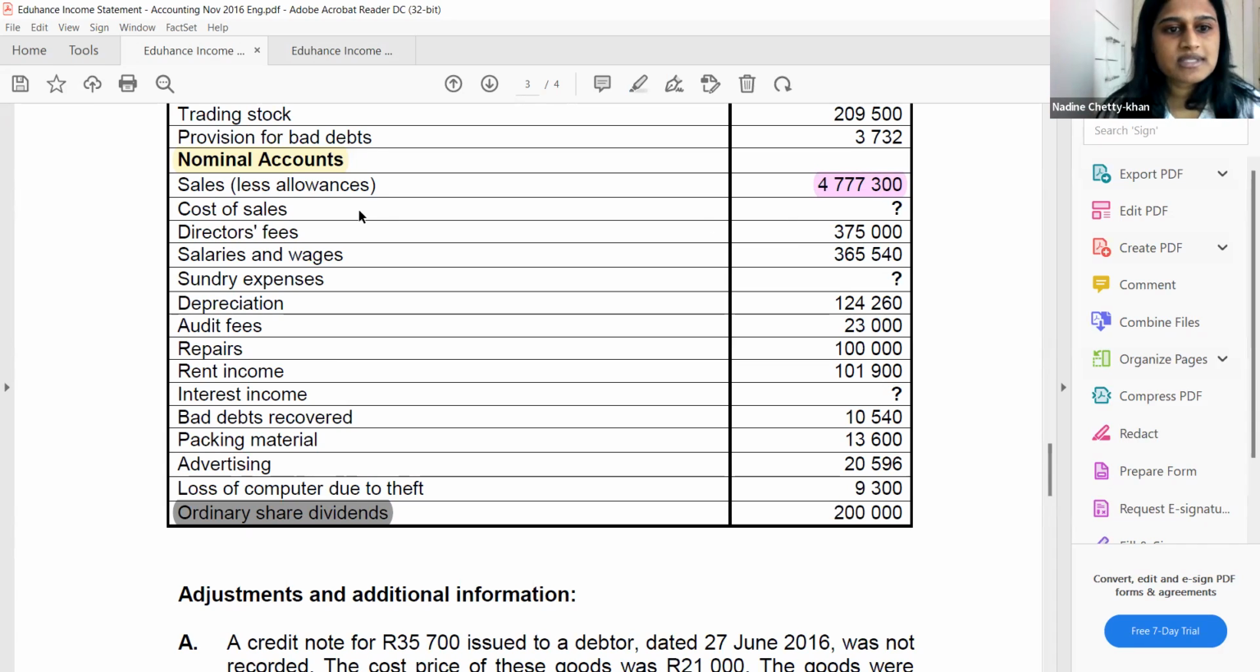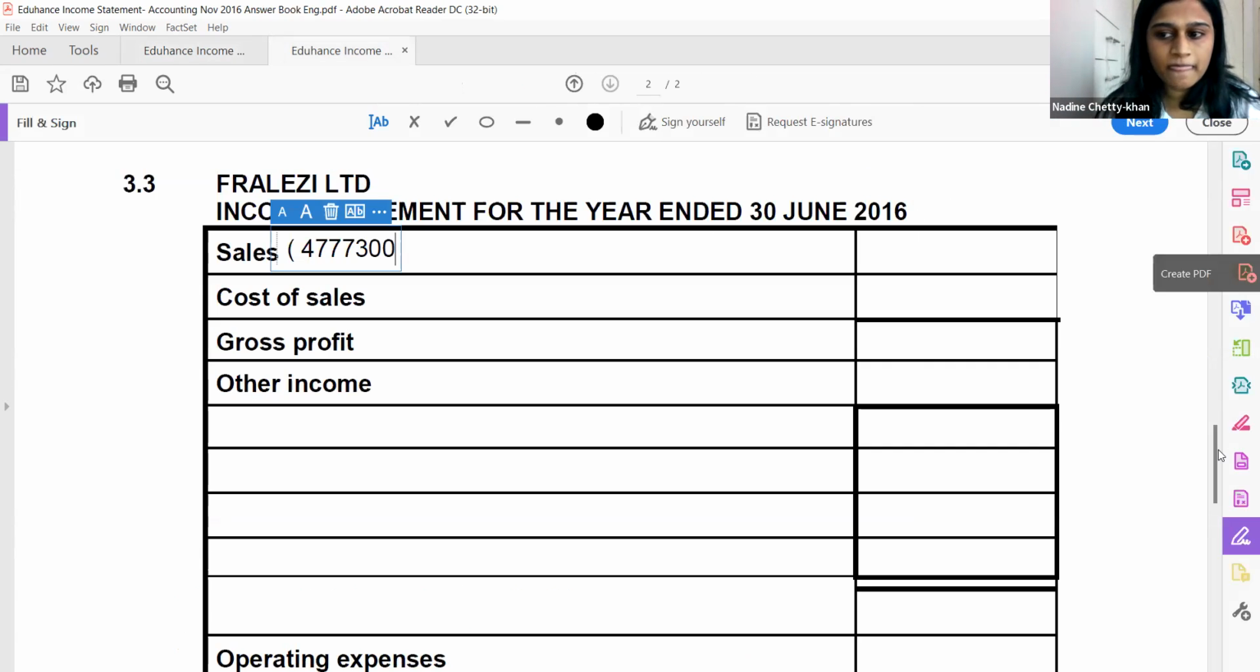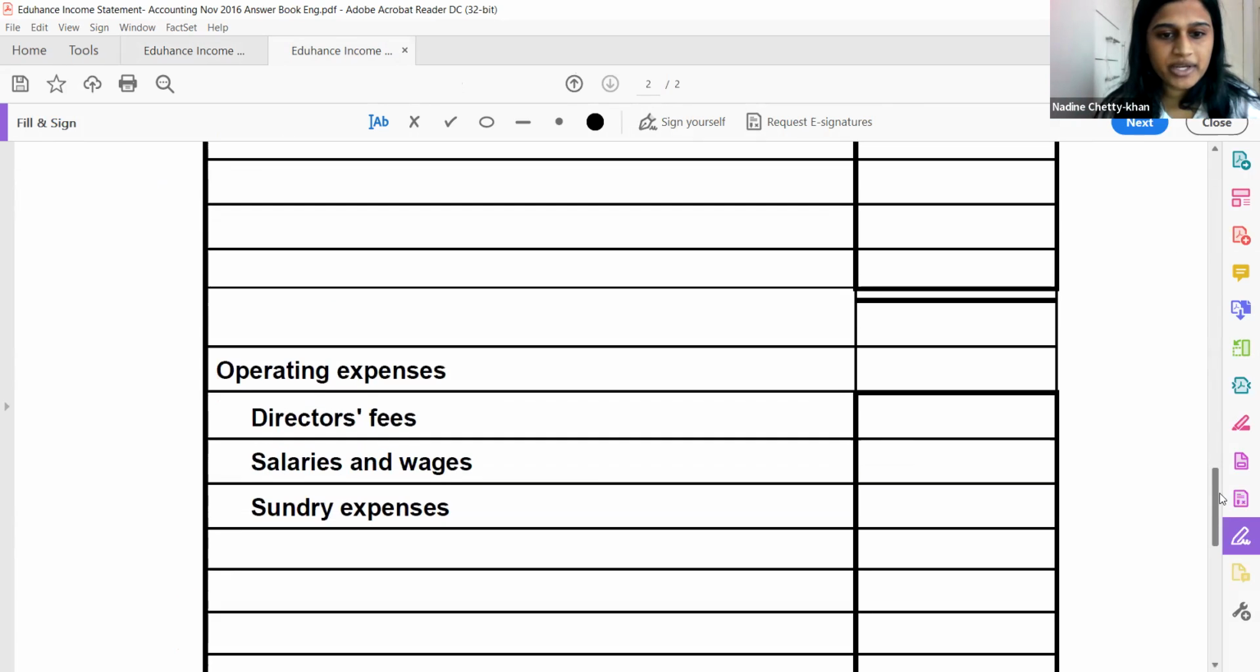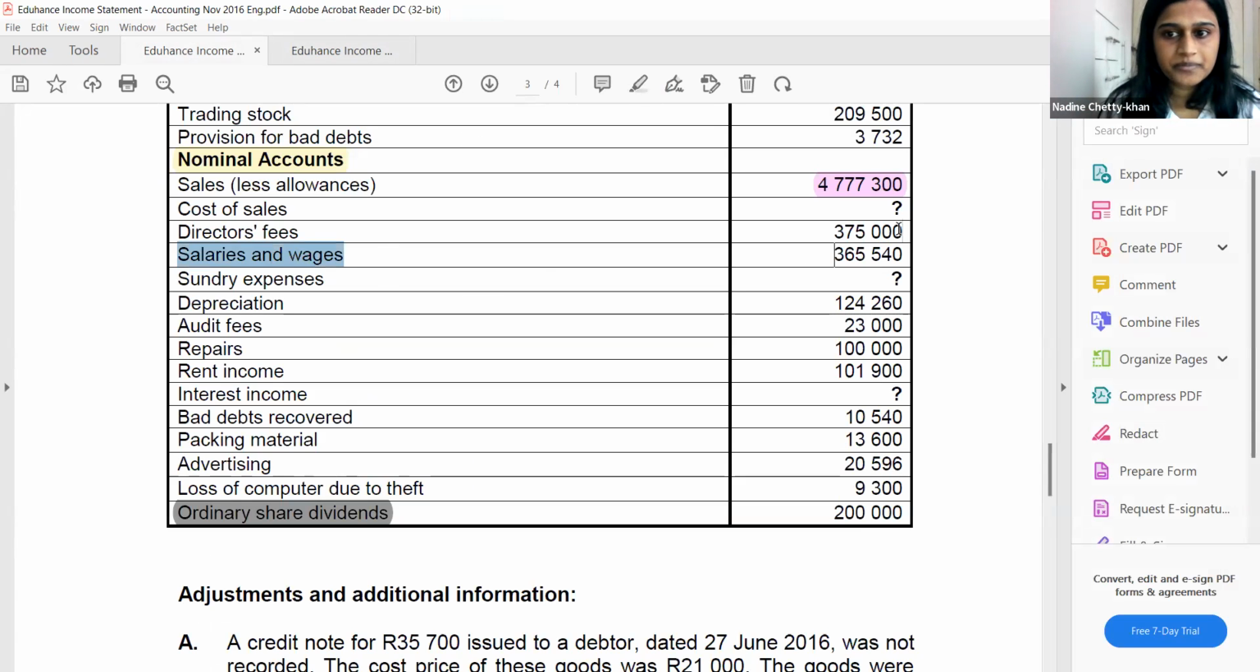Cost of sales, there's nothing. So I'm going to leave that. Director's fees, 375,000. If you went to the question, in the booklet, they put it here. So I'm just going to put it there in brackets. Okay. Highlighted. Salaries and wages, 365,540. It's highlighted, it's going in.